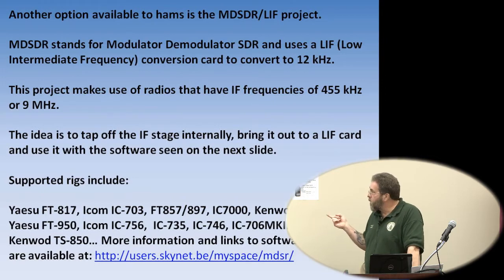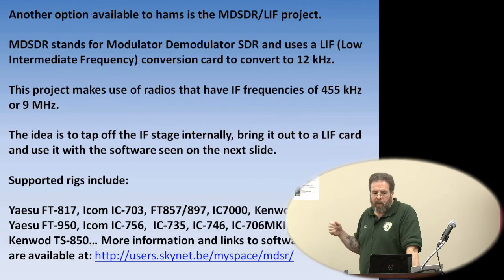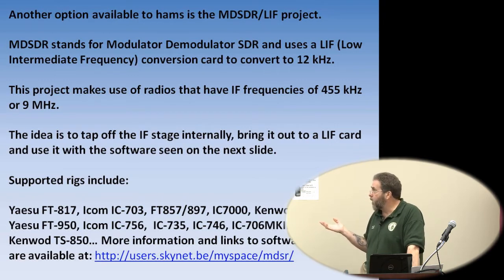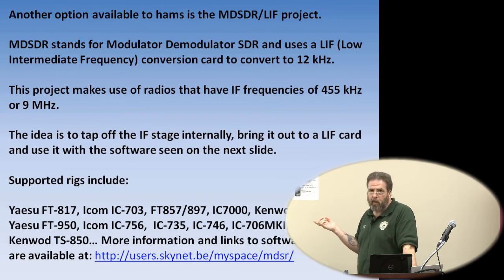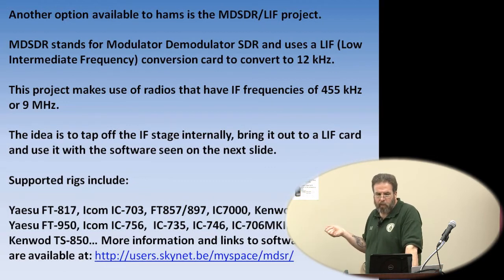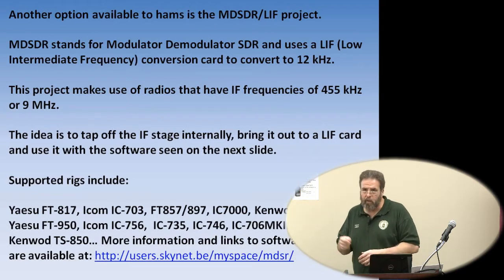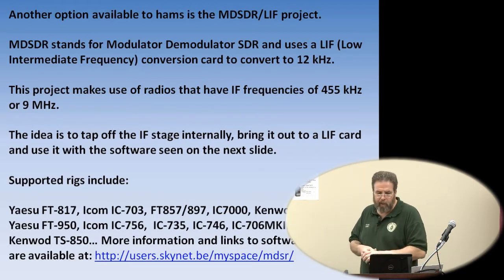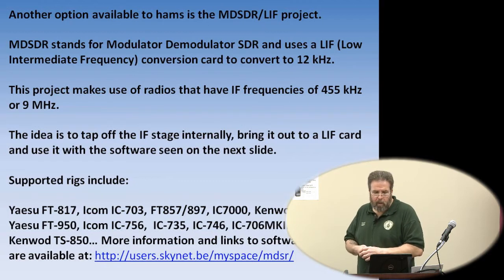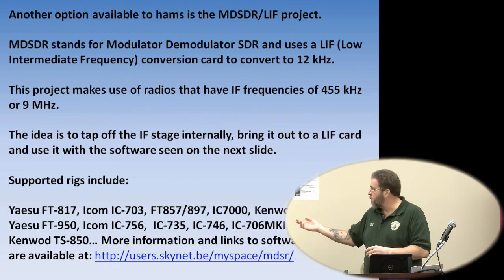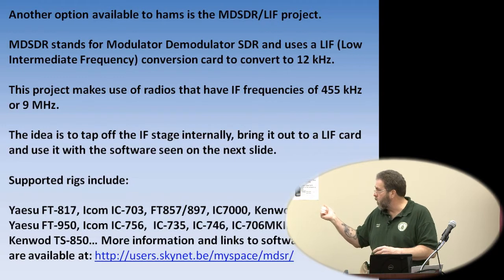Most of the radios that these cards have been designed for, that you build, work on IF frequencies of 455 kilohertz or 9 megahertz, so like Kenwoods and Yaesus pretty much. And the idea is to tap off the internal IF stage and bring it out to these cards with just a little tap and a feed-through capacitor or something. They've got these cards and have tested them on a bunch of rigs already.